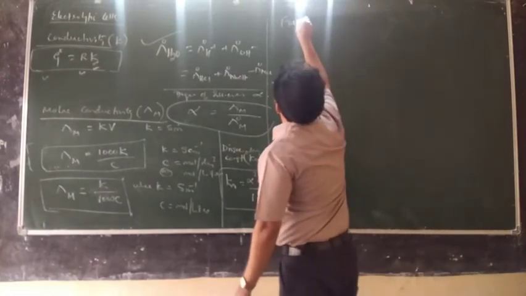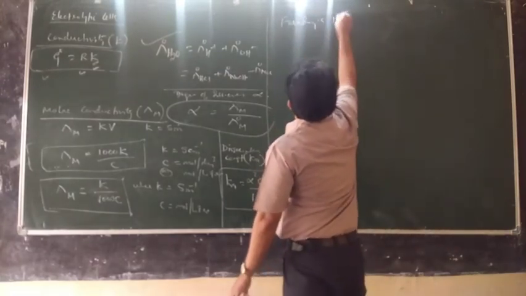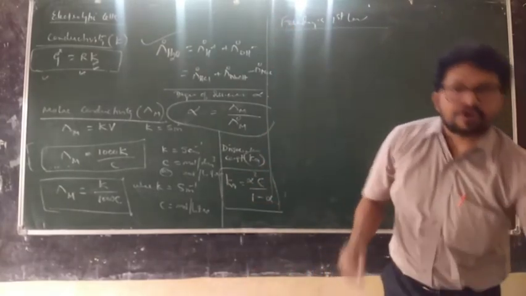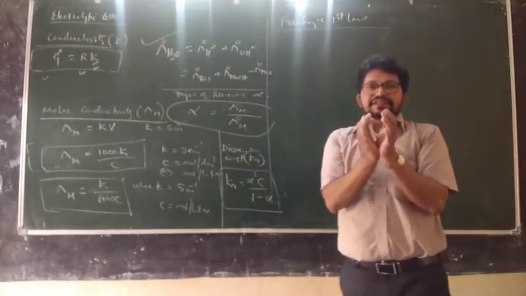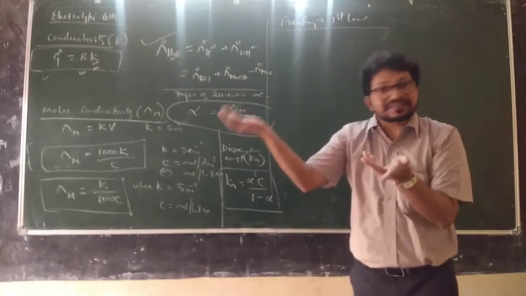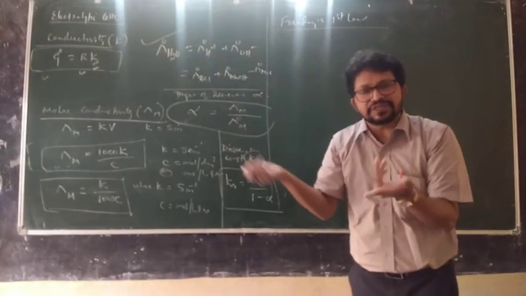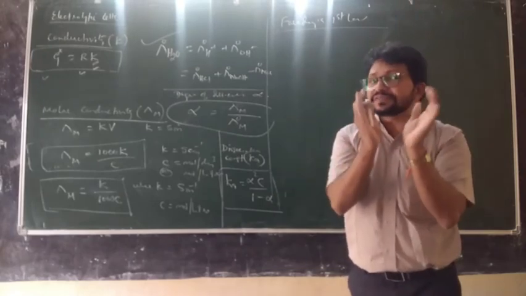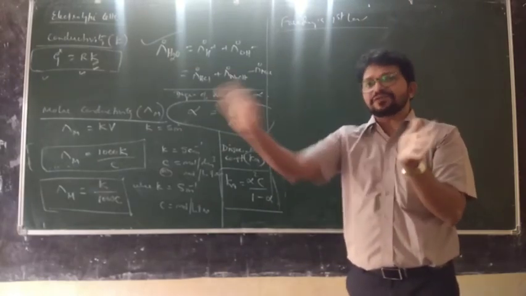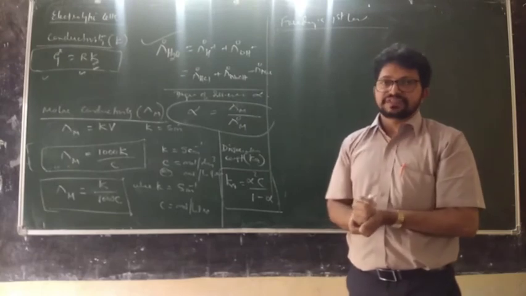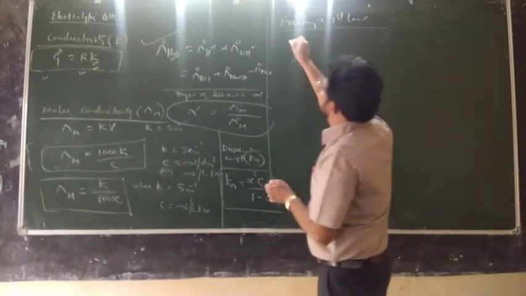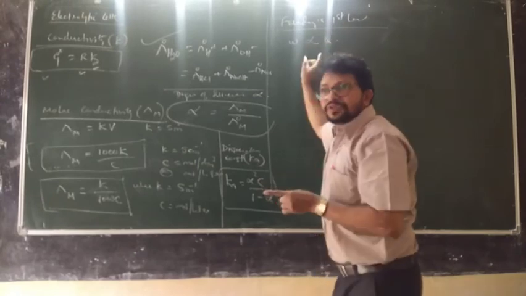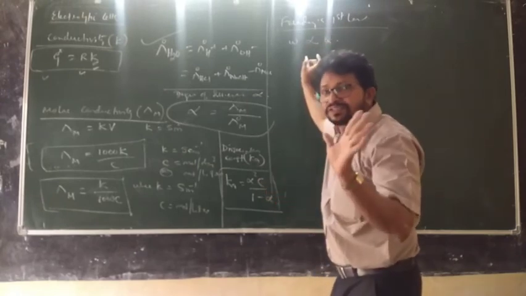Faraday's first law of electrolysis: the quantity of the substance deposited at the electrodes, cathode or anode, is directly proportional to the amount of electric charge flowing, in coulombs. So W is directly proportional to Q, where Q is electric charge in coulombs.